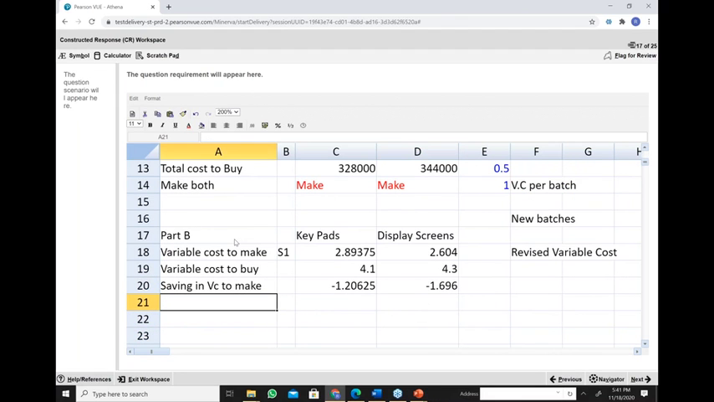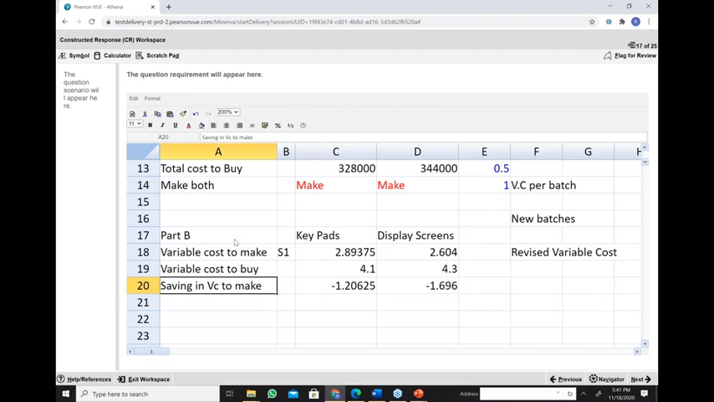So variable cost saving to make. Now just keep this in your mind. If you make keypad in-house instead of buying from outside, each unit will save $1.2. And for display screen, each unit will save $1.6, right? Because you have to decide which to make in-house and which one to buy from outside.